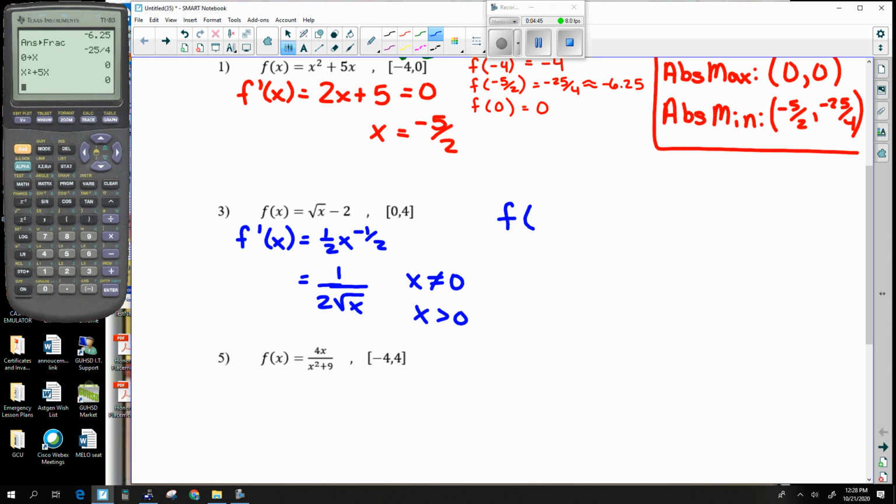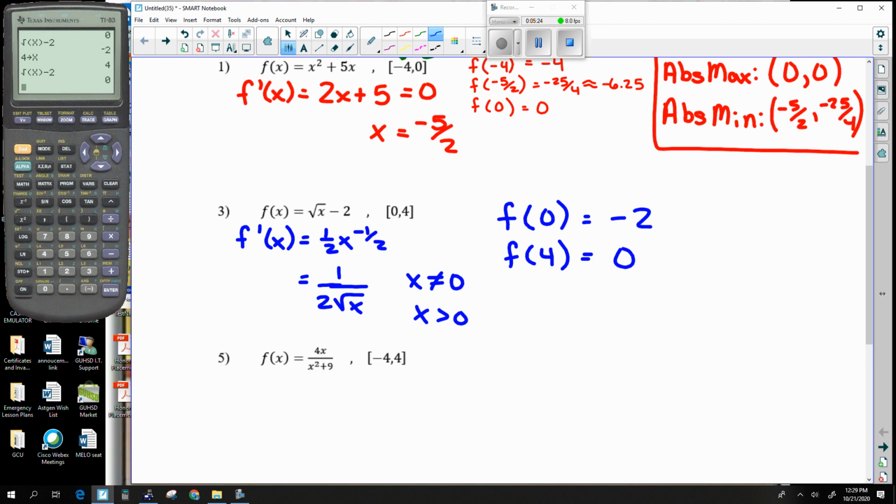So what are the critical points? We're going to test f of 0 and f of 4. It didn't create any critical points in there because we were already going to be testing 0. Using the number 0, we have the square root of x minus 2, which is going to be negative 2. Testing 4, we get an answer of 0.